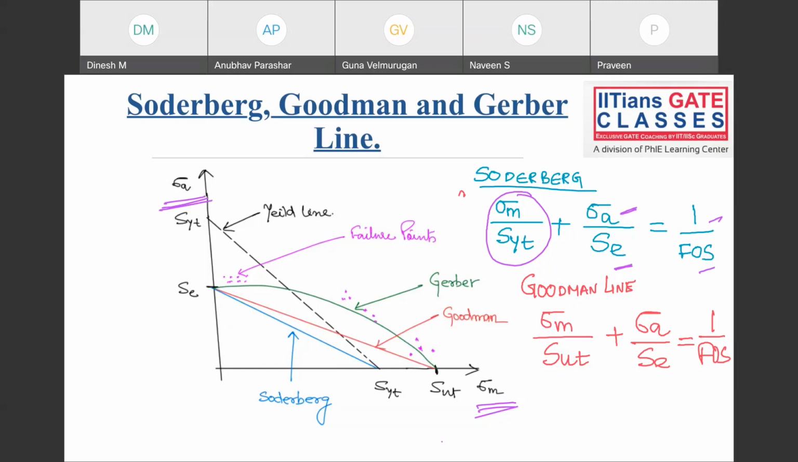So it is not allowing. It is saying, nahi, idhar nahi jana. You cannot design at this point. So you can see it has a very narrow area for safe design. So what can I say? The Soderberg is the most conservative.